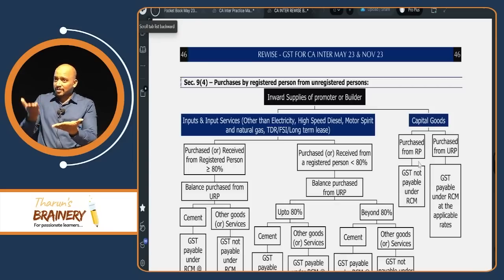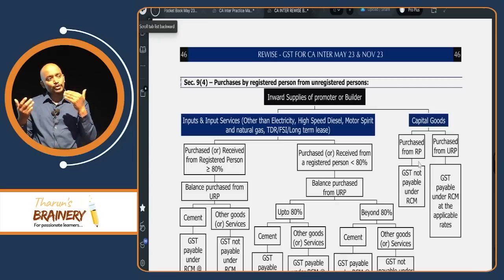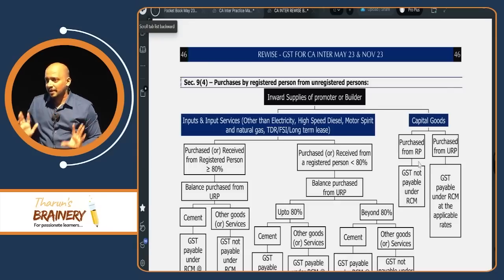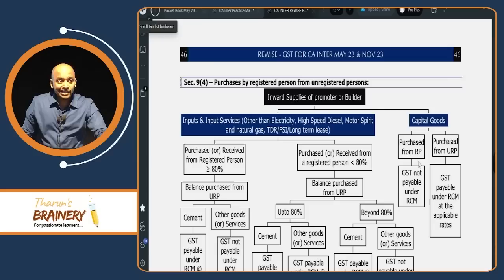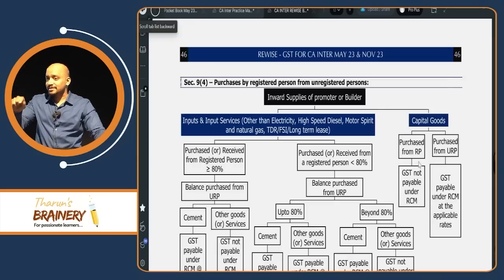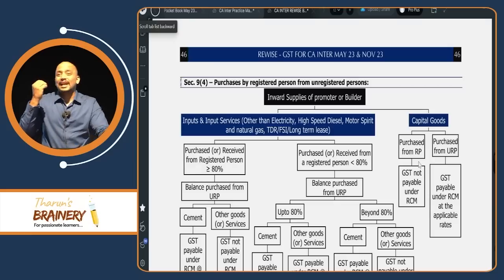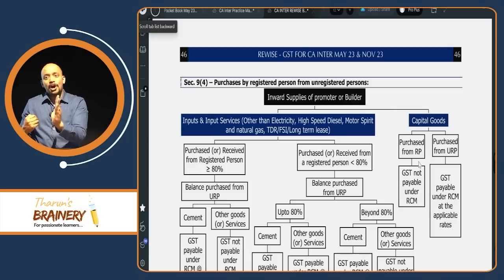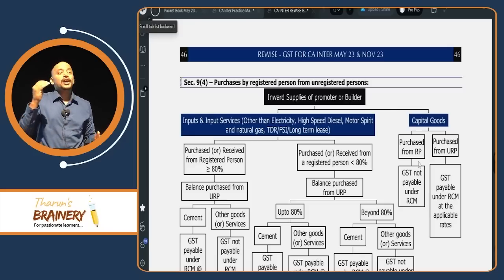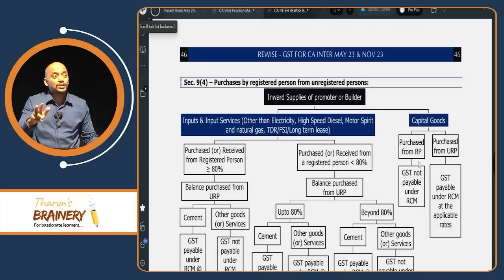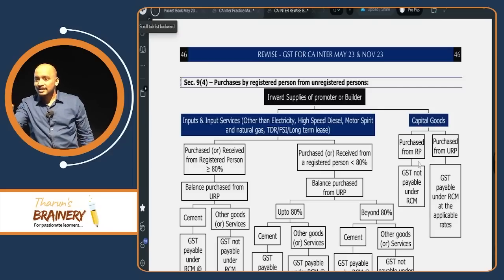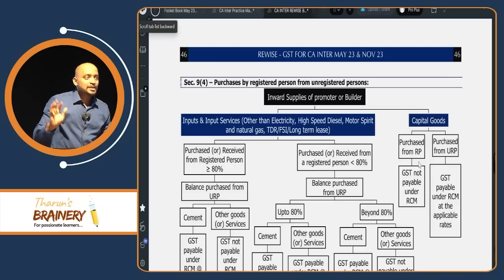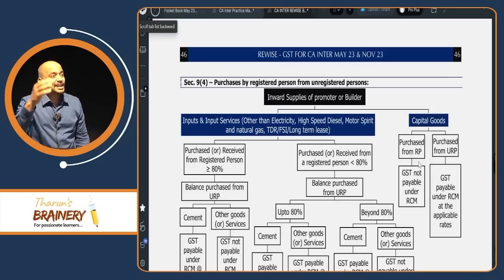So why? Because if you buy from shop A also, you can take ITC. So your cost is the price. And if you buy from shop B, you are not paying GST, then also your cost is the same. So if a promoter or builder is buying from an unregistered person, what could be the reason? Because they cannot take ITC on their inward supplies. Why can't a promoter or builder take ITC on inward supply? Because the rate of GST on flats today is 1.5% or 7.5% without ITC. So you don't have to remember the rate, but you need to remember a fact. What is that fact? Promoter or builder cannot take ITC on their inward supply.